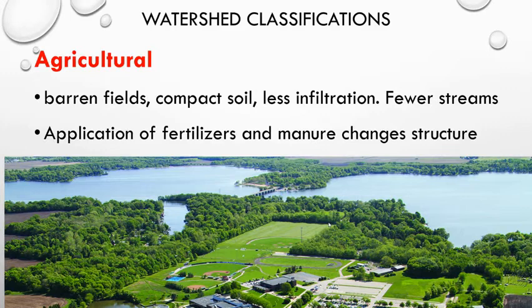So some agricultural watersheds start out as barren fields. Maybe the soil is compact, less infiltration, not as many streams. But as we apply fertilizers and manure, that changes the structure of the watershed.